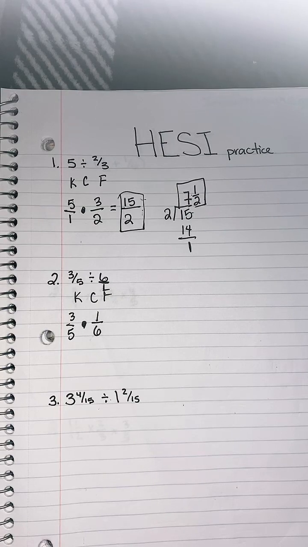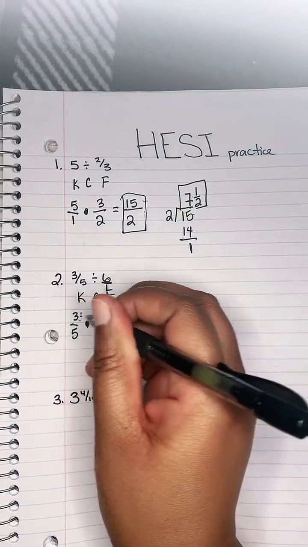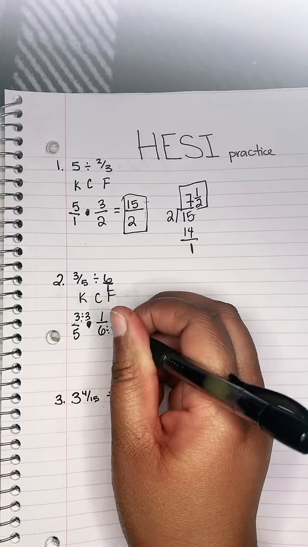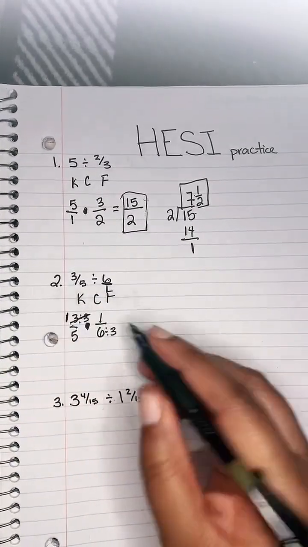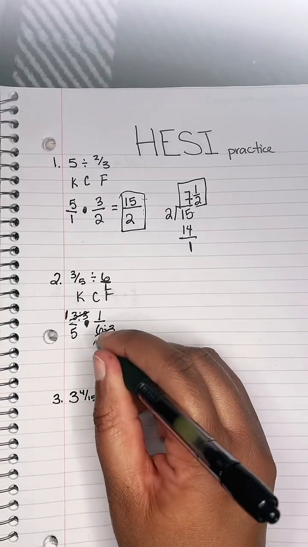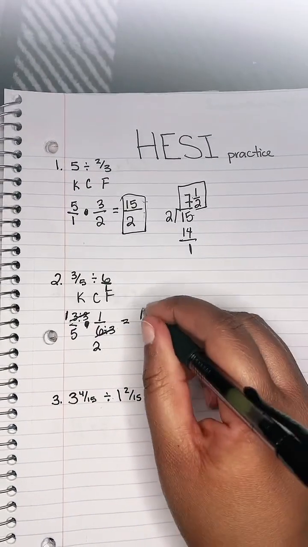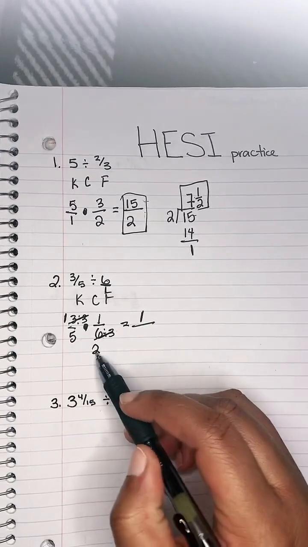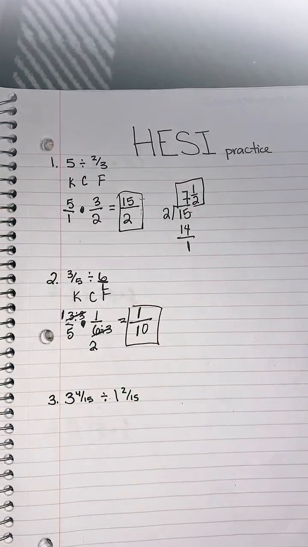Good, 3 and the 6, beautiful, 3 and the 6. So we can divide this by 3, and we can divide this by 3. So 3 divided by 3 gives us 1, and then 6 divided by 3 gives us 2. So 1 times 1 gets us 1, and then 5 times 2 gets us 10. And this is our answer.